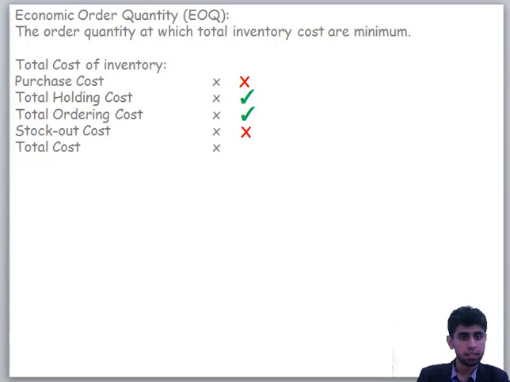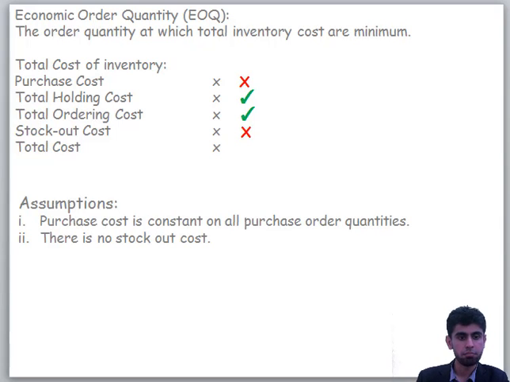Before that, let's list down the assumptions that we have made. The two assumptions are that purchase cost is constant on all purchase order quantities, and that there is no stock out cost. Therefore we are only dealing with total holding cost and total ordering cost, and the objective is to minimize the sum of total holding cost and total ordering cost.